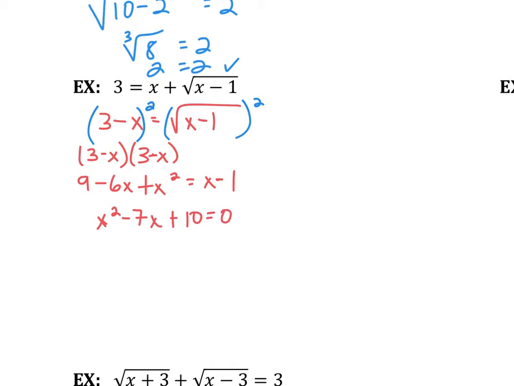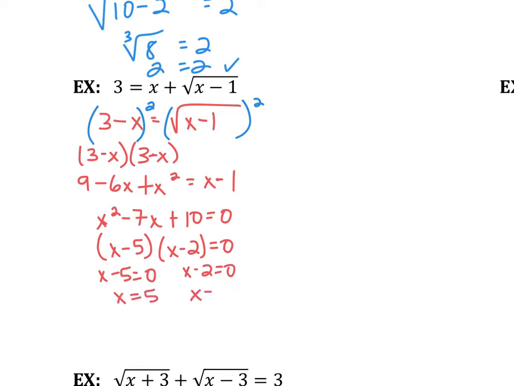And then if we continue solving this, this will factor into x minus 5 times x minus 2. If I solve for that, I'm going to get that x is equal to positive 5 and x is equal to positive 2. All right, now let's write out the check for this particular problem and see if 5 and 2 work.